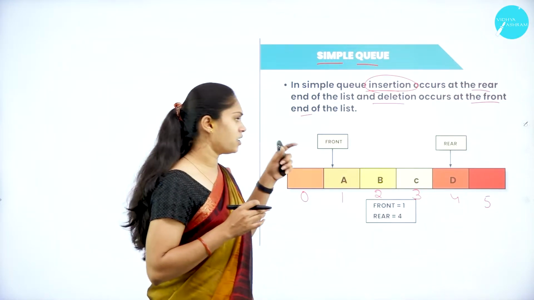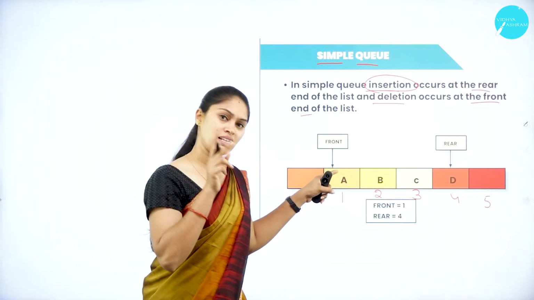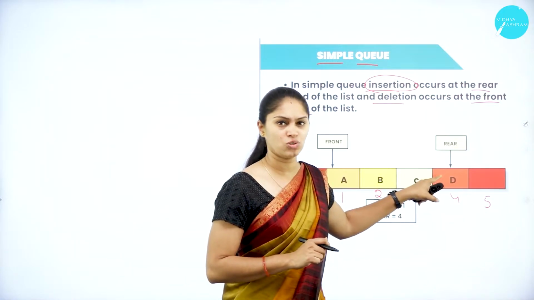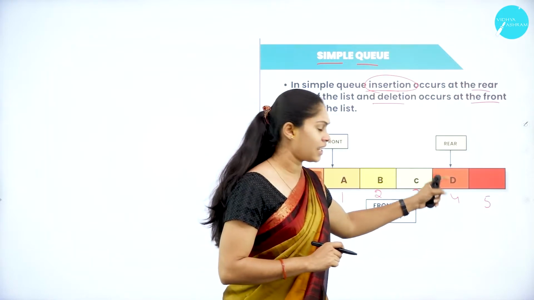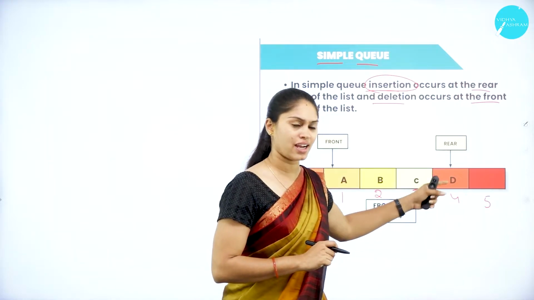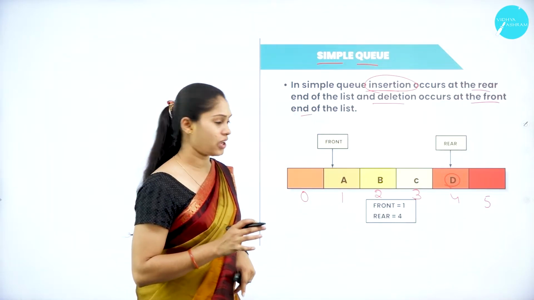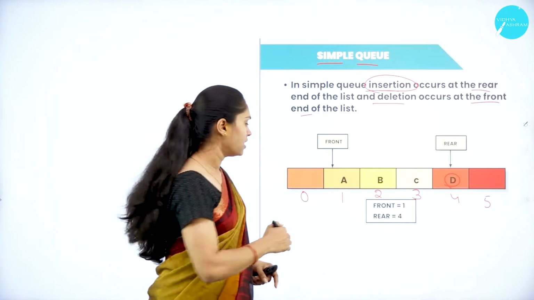As we all know, the front end is used to delete the element which was inserted first. If you want to insert a new element into the queue, we have to go with the end called the rear end. This indicates the rear end, where we have recently added this D. And the least recently added, that means the first added, is A.